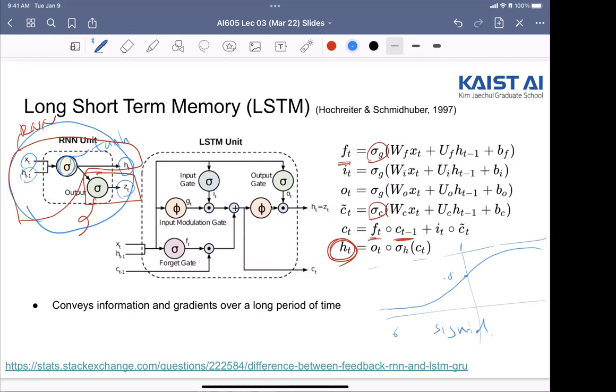So this is sigma_g, and it corresponds to all of these functions. The way they are computed is exactly the same, except that the parameters multiplied to each input or the previous hidden state are different. And the naming is quite obvious too: they use f for forget, i for input, and o for output. The way they're computed is exactly the same. So they are referred to as the forget gate, input gate, and output gate, okay?